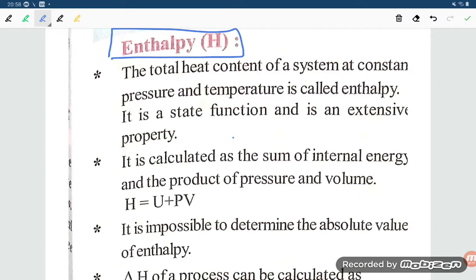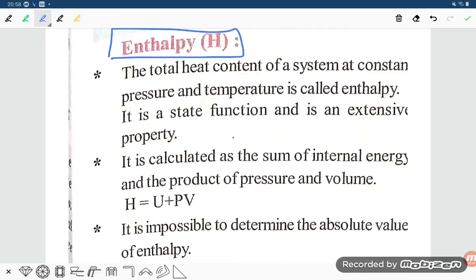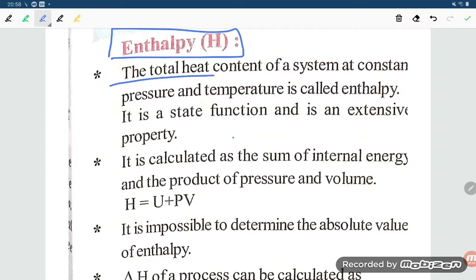But let us try to understand what the meaning of enthalpy is in thermodynamics. Like what we have already understood, that is ionization energy, ionization enthalpy. So enthalpy means it can be either absorbed or released. But in the same way, in thermodynamics, how do we define it? The total heat content of a system at constant pressure and temperature is called enthalpy.